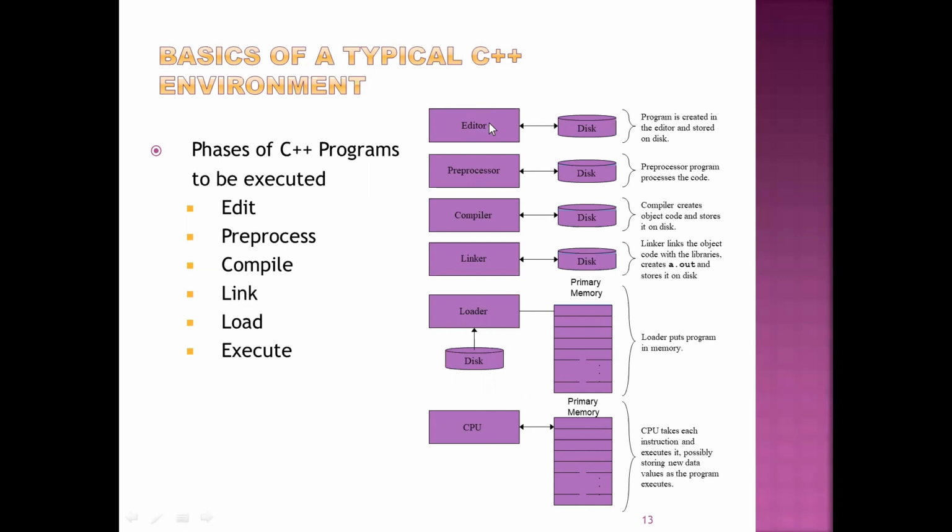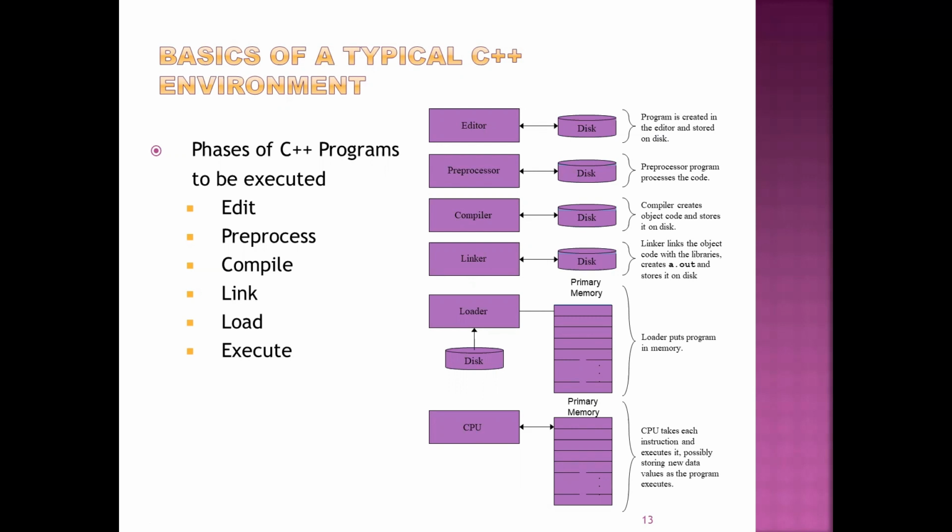You have to edit a file with the editor program, and after making some necessary changes, you have to save your program on the secondary storage device such as your hard disk, and you have to save your file with an extension .cpp, which shows that your program is in C++.